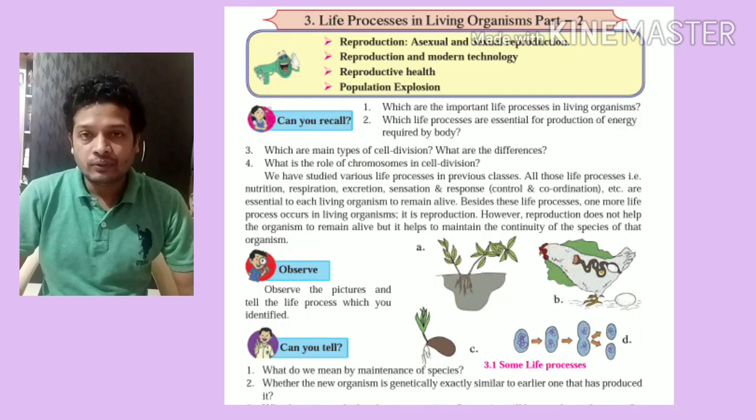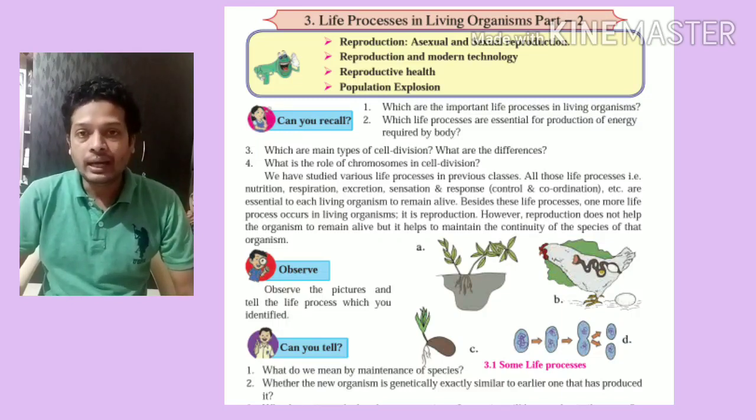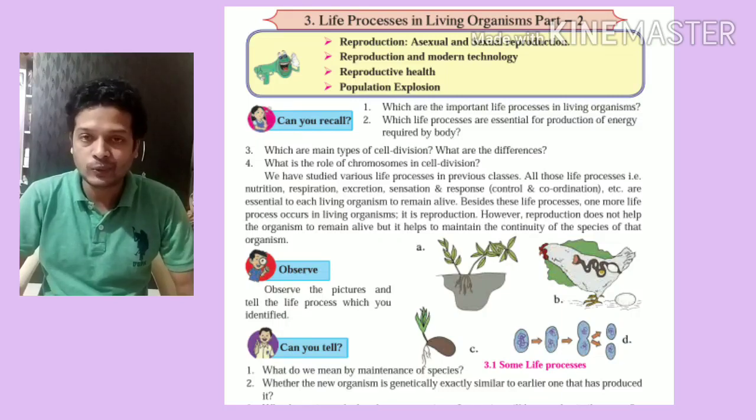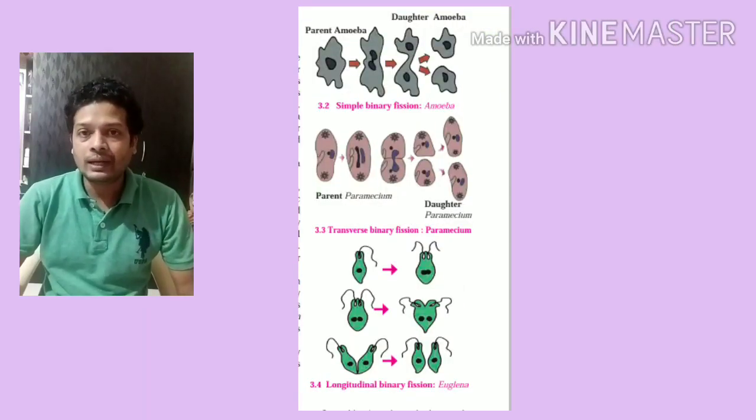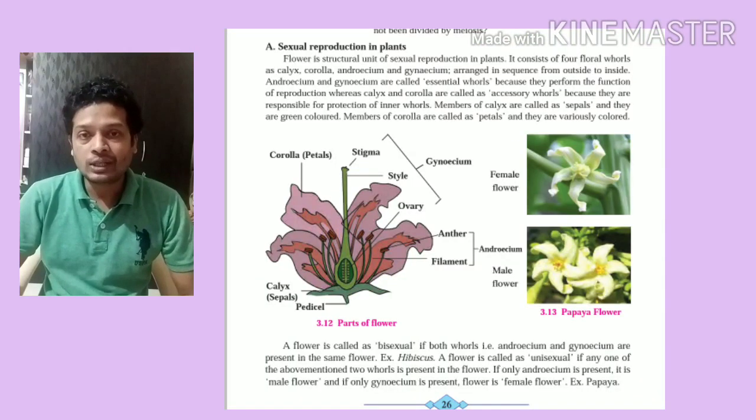Good morning, children. So last time, if you remember, we already started with life process in living organism part 2. In that, we already finished with asexual reproduction in unicellular organism as well as asexual reproduction in multicellular organism. Last time during video session, we discussed about flower, which is a reproductive part of a plant.